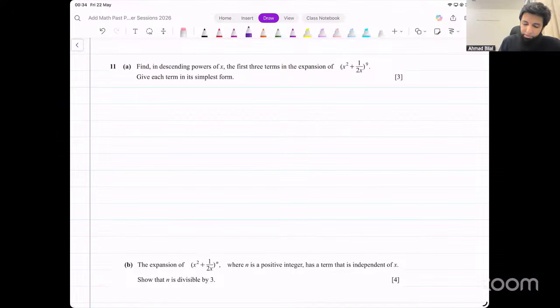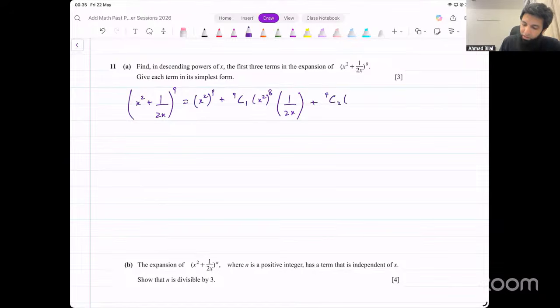The first three terms in this expansion, okay, just apply the binomial expansion formula. X squared plus 1 over 2x whole raised to power 9. What is this going to give you? X squared whole raised to power 9 plus 9c1 into x squared whole power 8 into 1 over 2x plus 9c2 into x squared whole raised to power 7 into 1 over 2x whole raised to power 2.